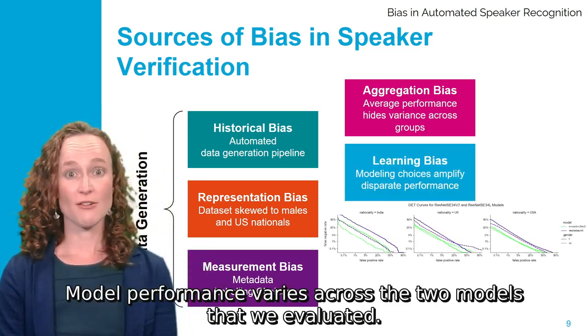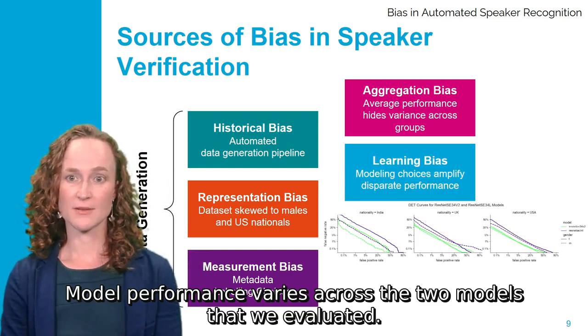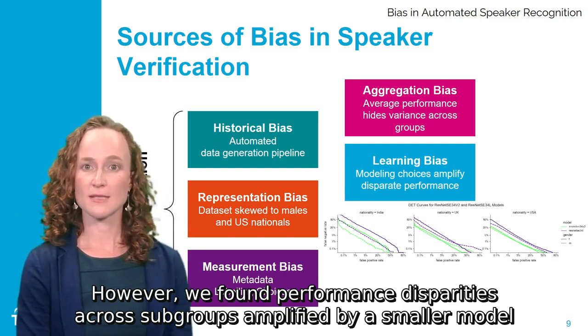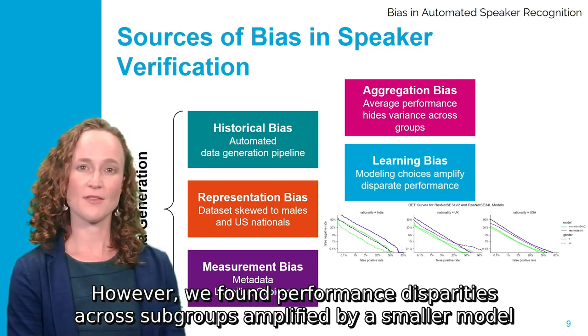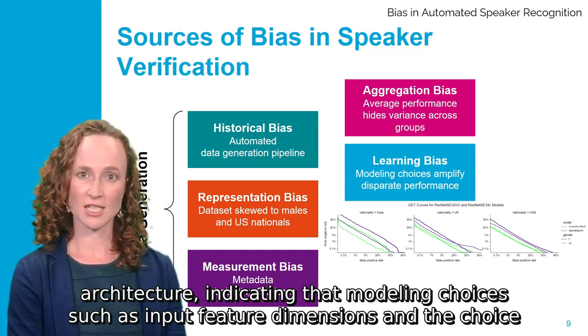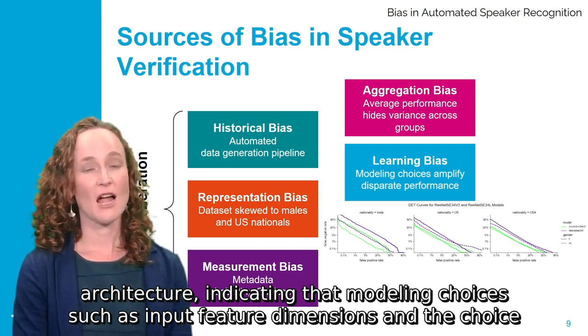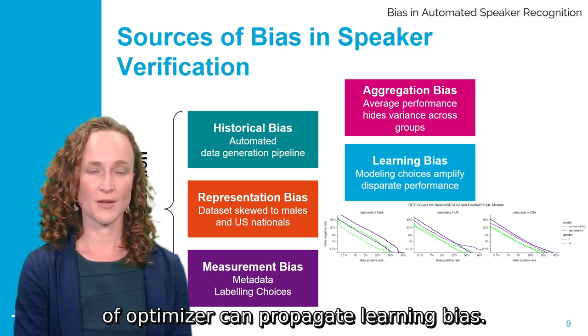Model performance varies across the two models that we evaluated. This is not surprising. However, we found performance disparities across subgroups amplified by a smaller model architecture, indicating that modeling choices such as input feature dimensions and the choice of optimizer can propagate learning bias.